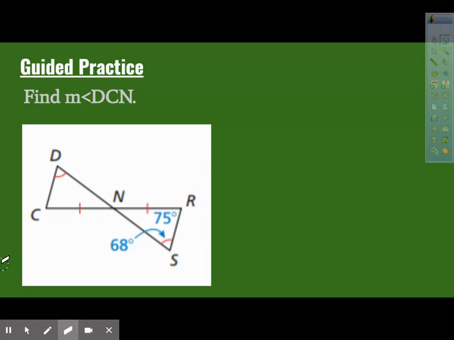Alright, find the measure of angle 1. Draw that picture and then find the measure of angle 1. Work it out with your partner. Is that a 54? It's like right here. Yes, 54 degrees is right there in the middle.